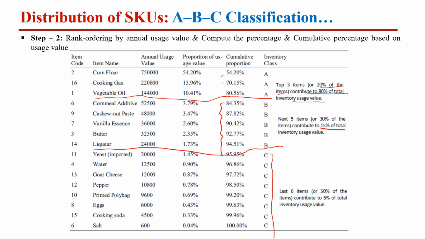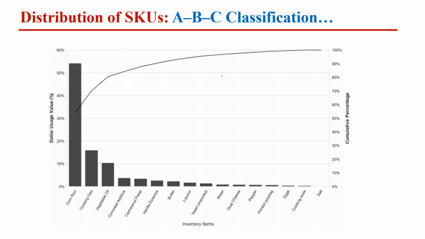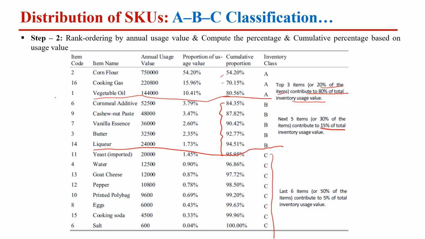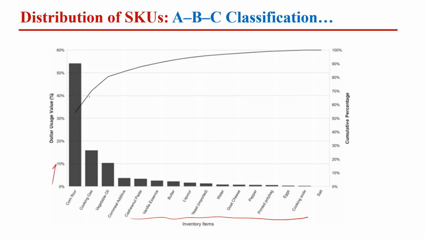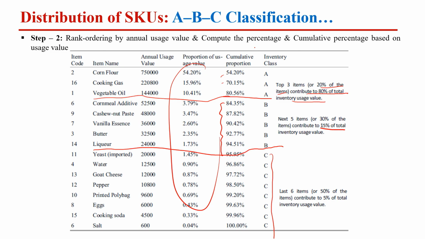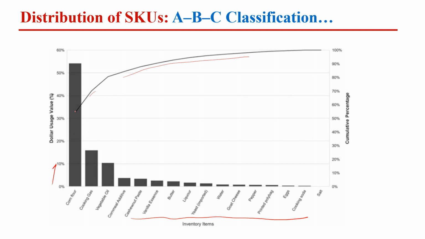Similarly, I have also plotted this diagram where on the x-axis we have the item names, and on the y-axis we have the percentage of the dollar usage value. Whereas this line indicates the cumulative percentage value. Against every item we have the cumulative percent, so we can draw this.